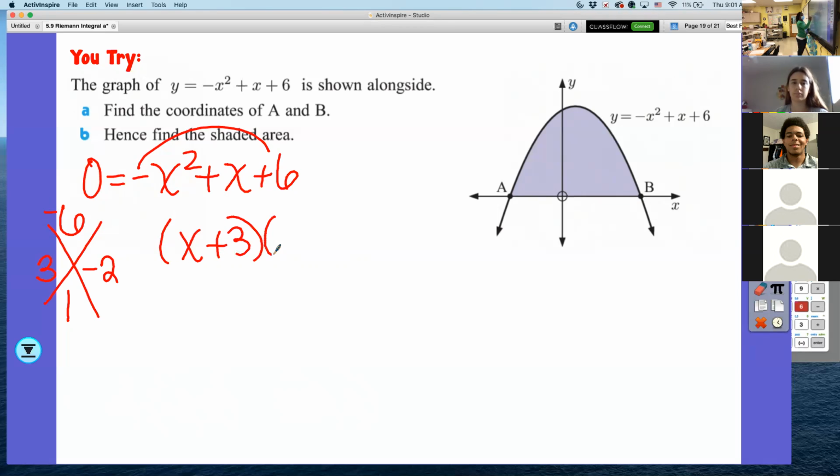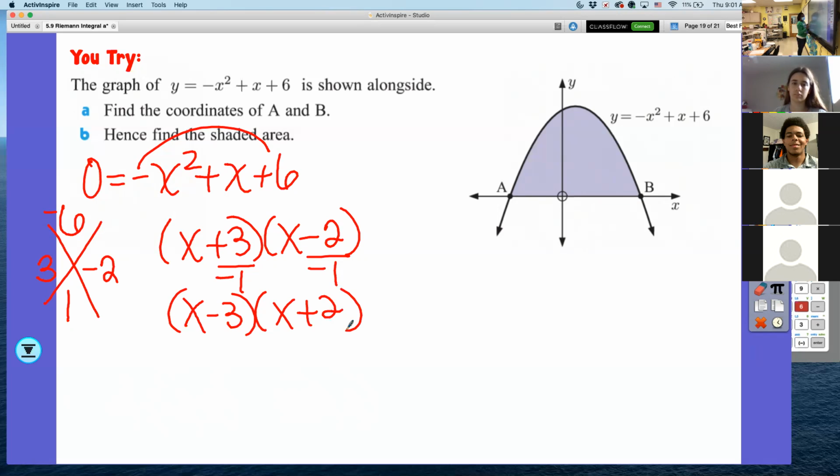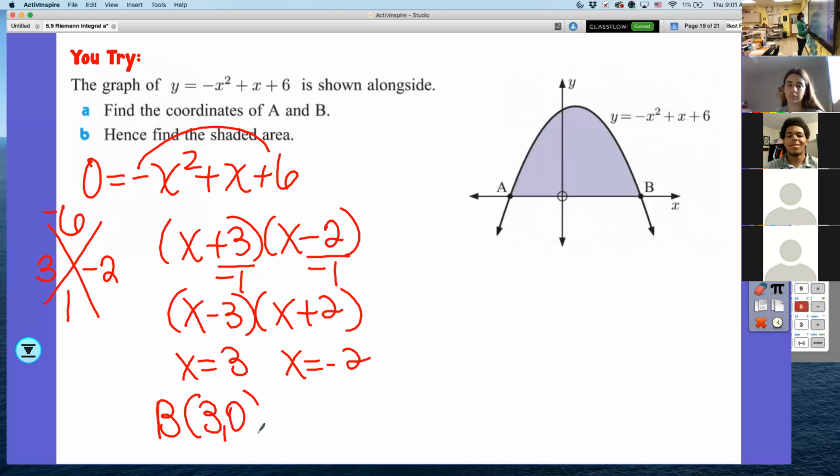And then you'll have to divide. So then it'd be x - 3, and then x + 2. So when we set those both equal to 0, x is equal to 3 and x is equal to -2. So my mistake. It should be B is (3, 0), the positive version, and A is (-2, 0).